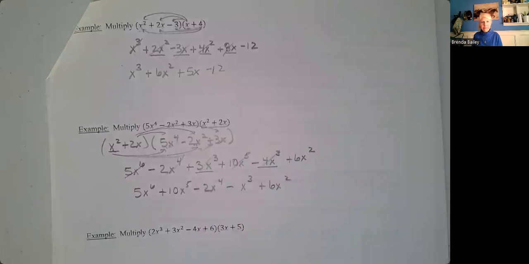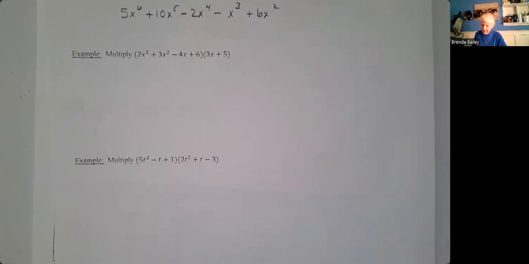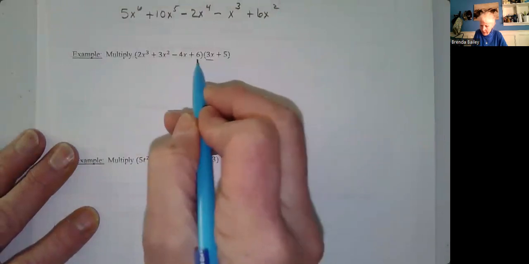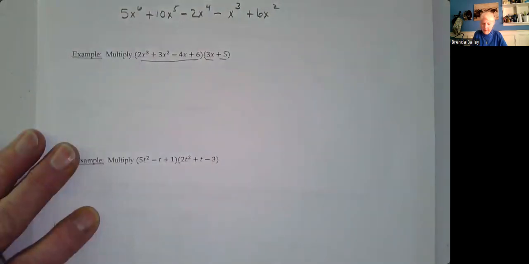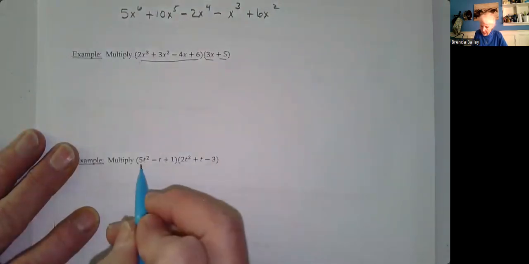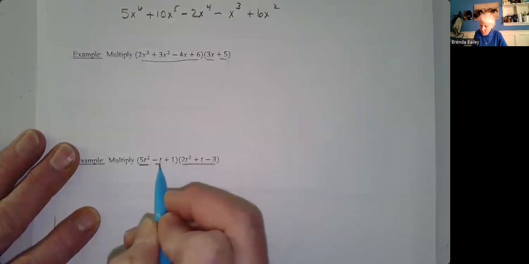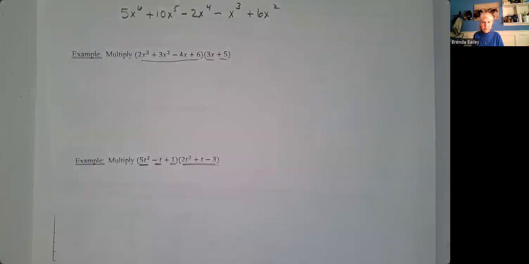All righty. So that kind of gives you an idea of how to multiply these. Now, this last example, I'll just kind of talk you through it. Or even this one, you would take 3x times everything, 5 times everything, and combine your like terms. Here, you'll take 5t squared times everything, minus 1t times everything, 1 times everything, and then combine your like terms. All righty. Okay, that finished up this section.